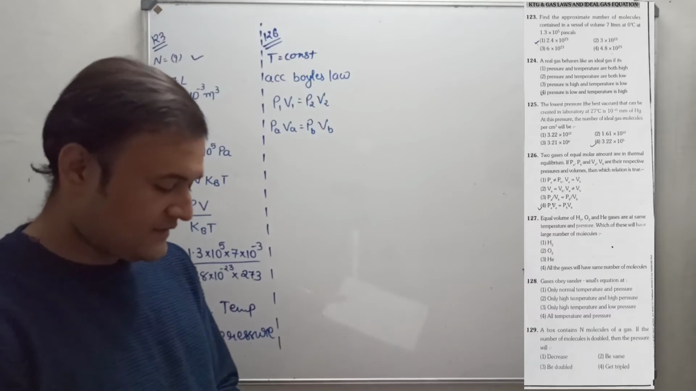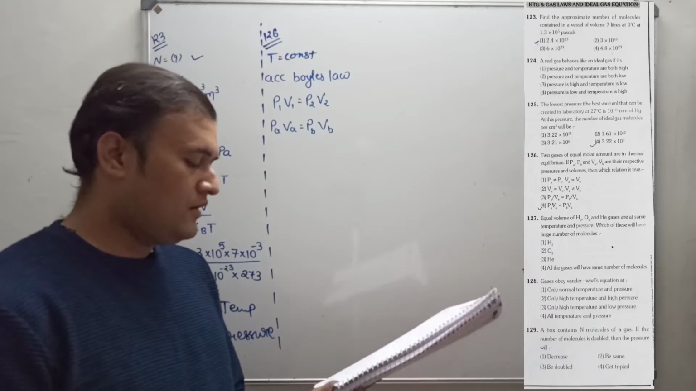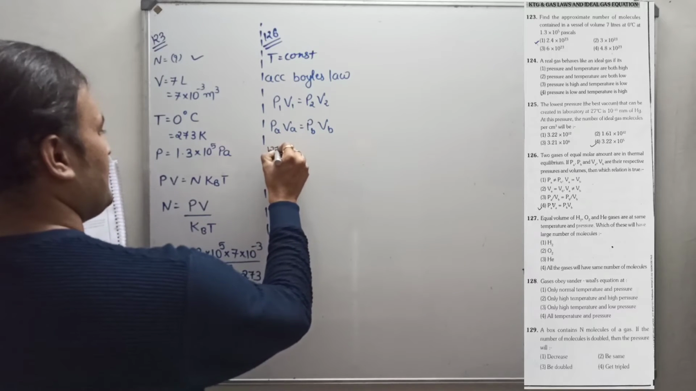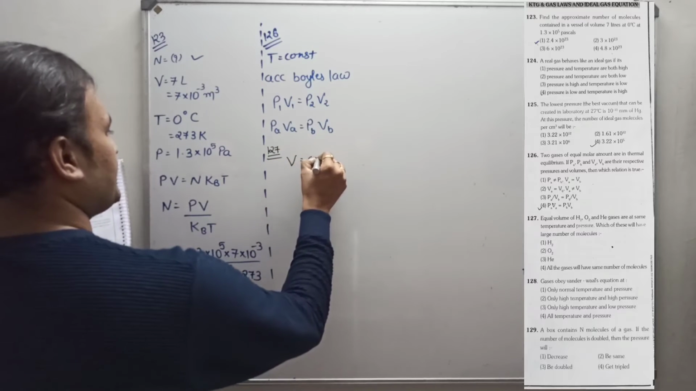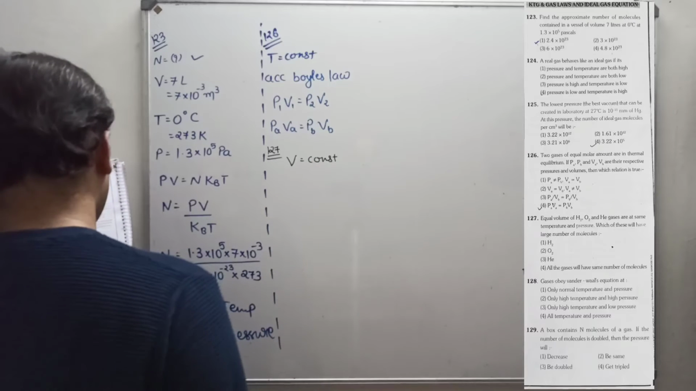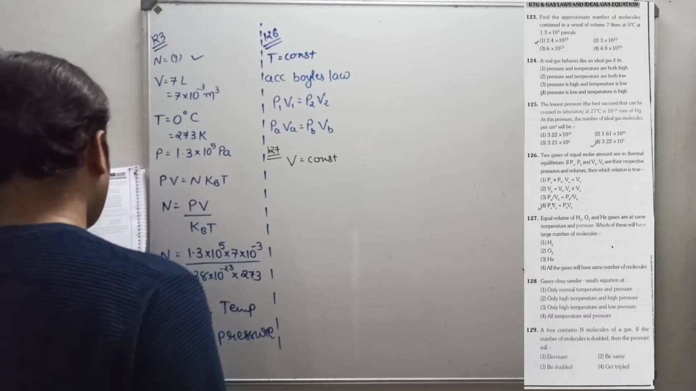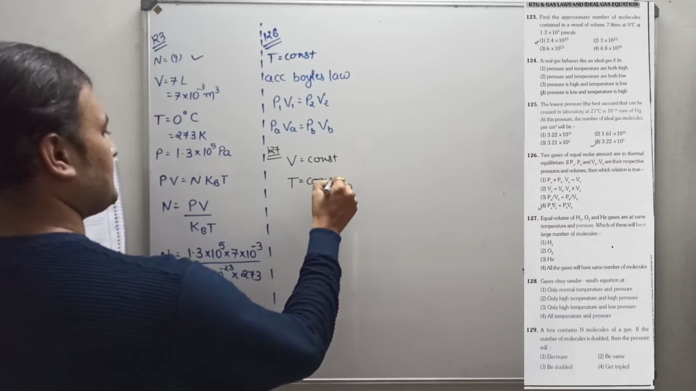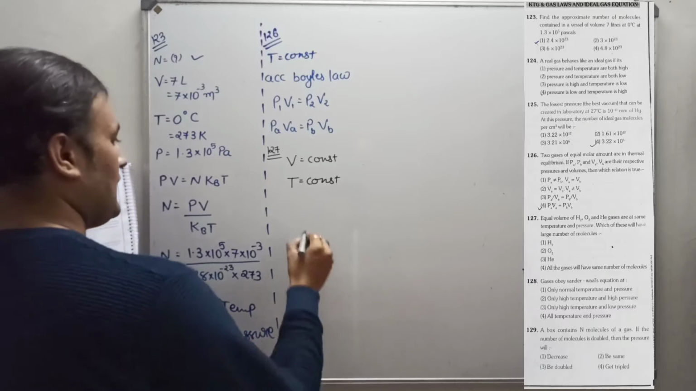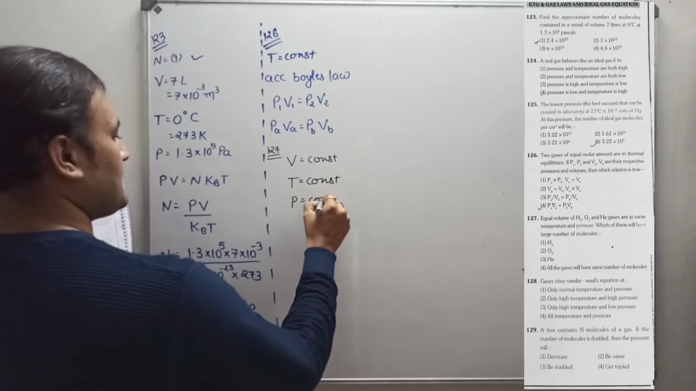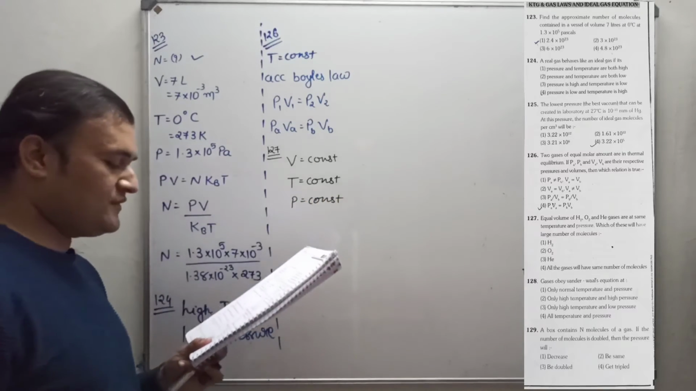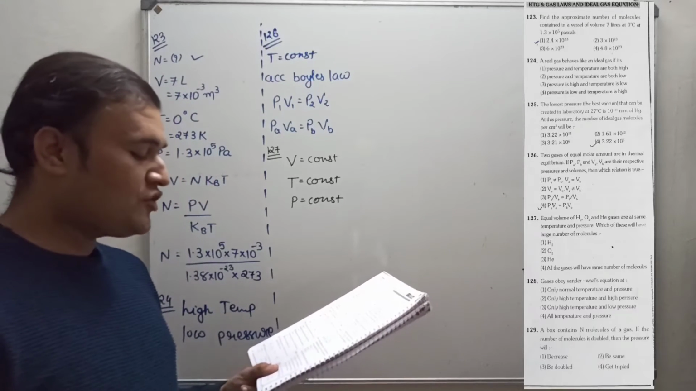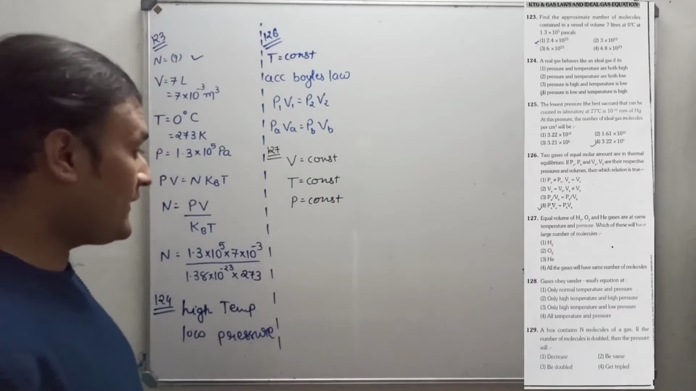Let's see 127. Equal volume means V will be constant, for H2, O2 and He gases at the same temperature, T is equal to constant, and P is equal to constant. Same volume, same temperature, equal pressure. Which of these will have the largest number of molecules?